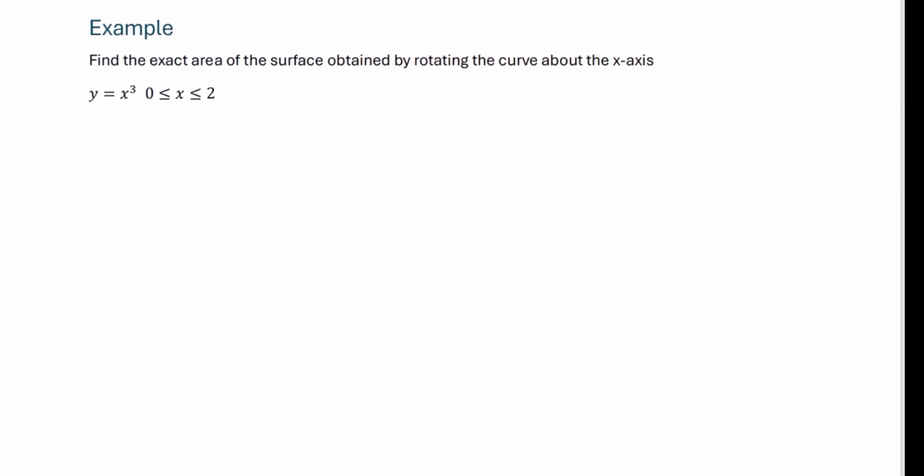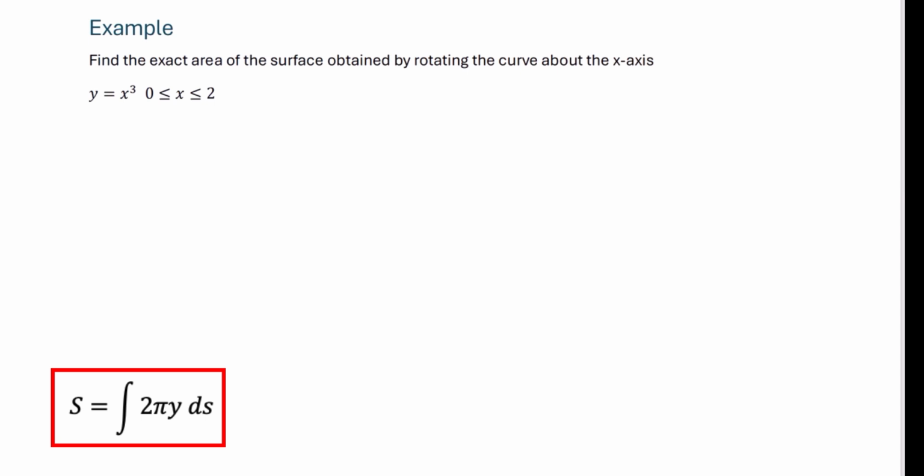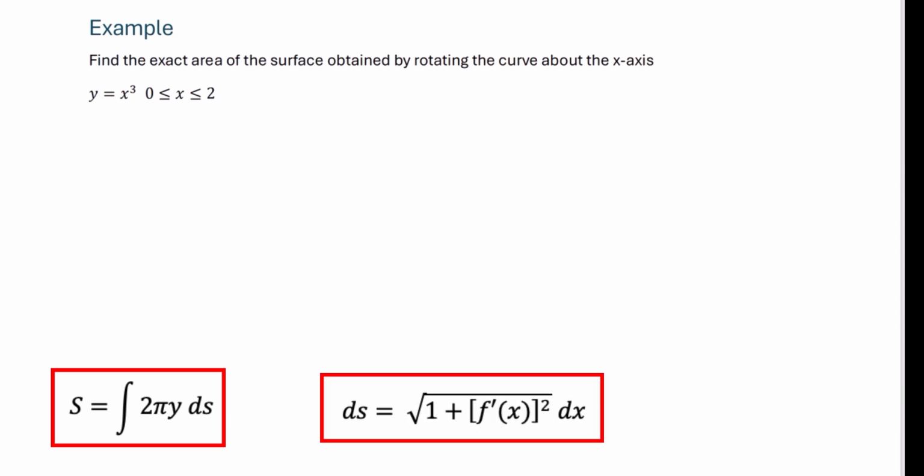In this example, we want to find the exact area of the surface obtained by rotating the curve about the x-axis. In that case, we'll be using this formula. And I'll choose this version of ds since our variables are in terms of x. Notice we first need y prime. So let's do that. 3x squared.